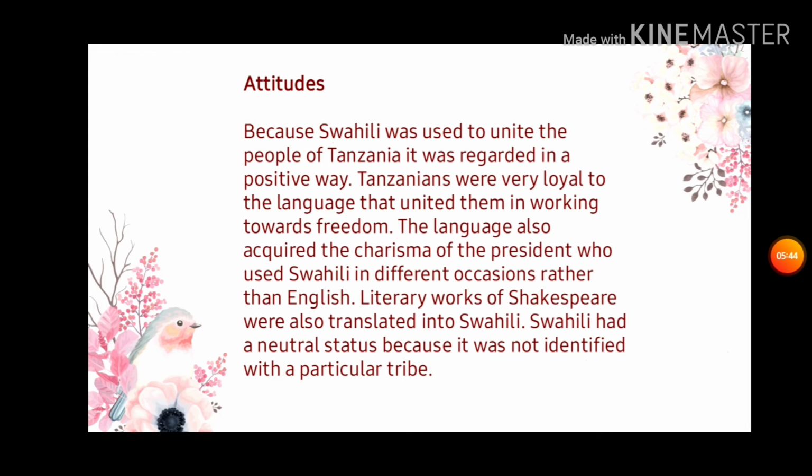Next, attitudes. Because Swahili was used to unite the people of Tanzania, it was regarded in a positive way. Tanzanians were very loyal to the language that united them in working towards freedom. The language also acquired the charisma of the president who used Swahili on different occasions rather than English. Literary works of Shakespeare were also translated into Swahili. Swahili had a natural status because it was not identified with a particular tribe.